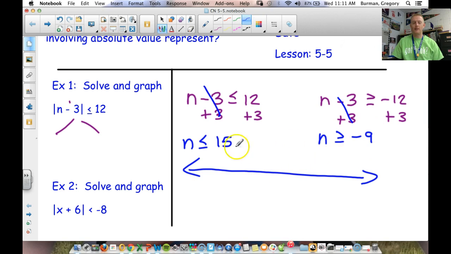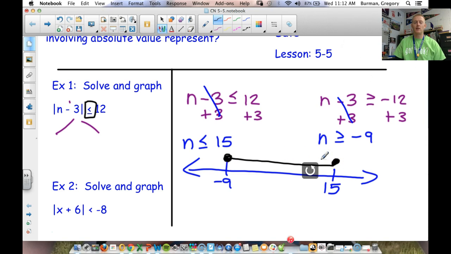So if we have a negative 9 and a 15, I have my two lines here at negative 9 and at 15, just to graph them easily. These are both going to be filled in circles. And since we are looking at n is greater than or equal to negative 9, and n is less than or equal to 15, we're going to connect the lines here. Now this is an AND situation, an intersection. This symbol, the less than or equal to, will help us to determine that we're looking for an intersection.